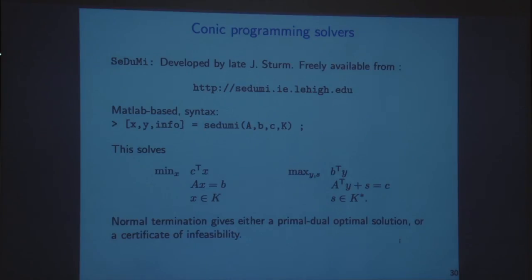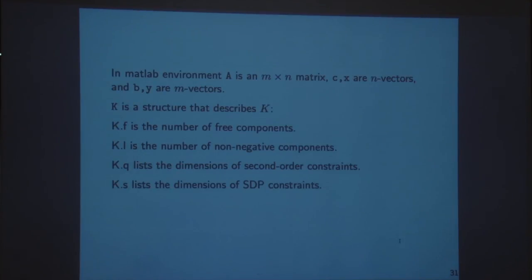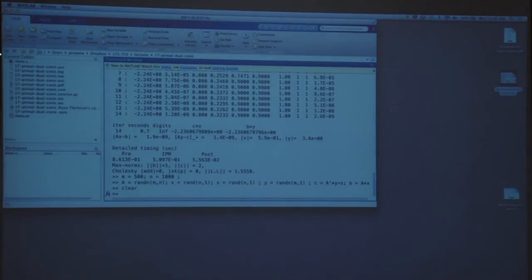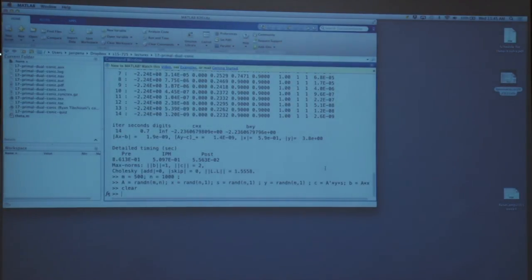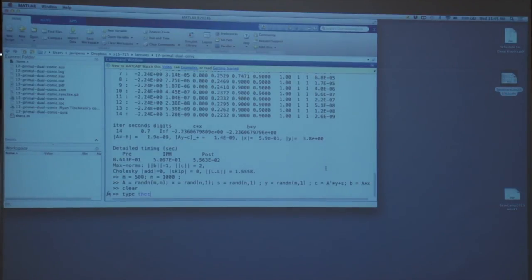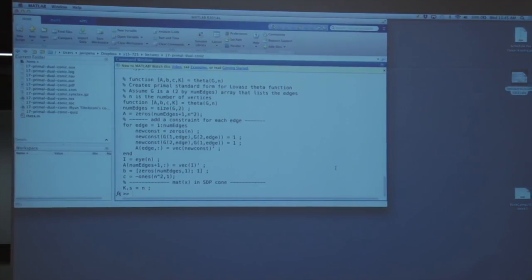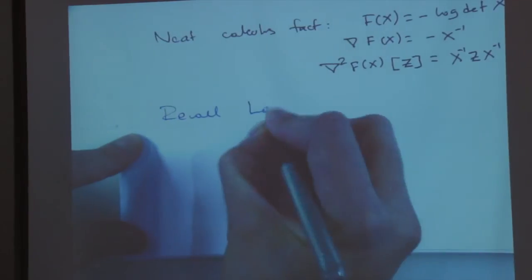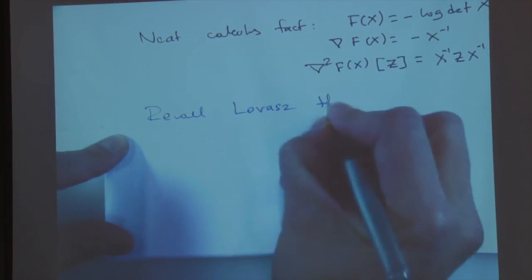Now, K could be any combination of free variables, non-negative variables, semi-definite variables, and second-order cones. So you define K that way. Let me just give you one example, as this probably is the best way to illustrate this. The example that I want to show you is something called the theta function. Let me recall what the theta function is, and I'll leave you with this. This is the Lovász theta function.